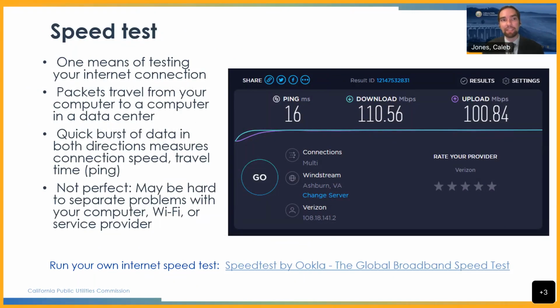This is not a perfect system because a speed test cannot tell you where the problem is if there is a problem. You may not be paying for a fast enough speed, or it may not be possible to get a faster speed in your neighborhood, or your internet connection may be fine, but you may not have a good connection to your own Wi-Fi network.